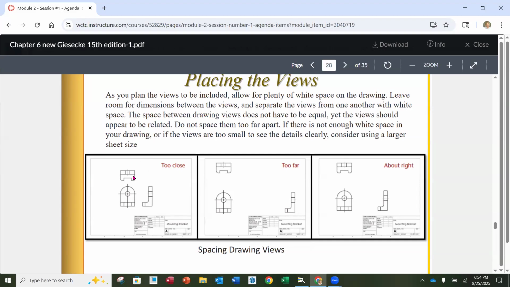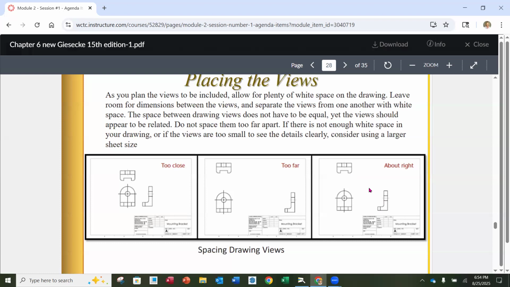So there's too close in this case. Over here, you separate them. Well, now we're too far apart, okay? Because you want to be able to easily see the relationships from one view to another. And over here, I guess this one's just right. Okay, so we can see that we're going to be able to add some things here.